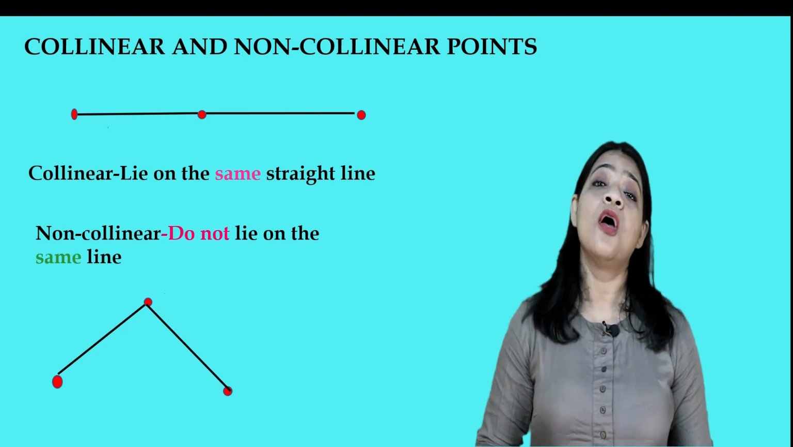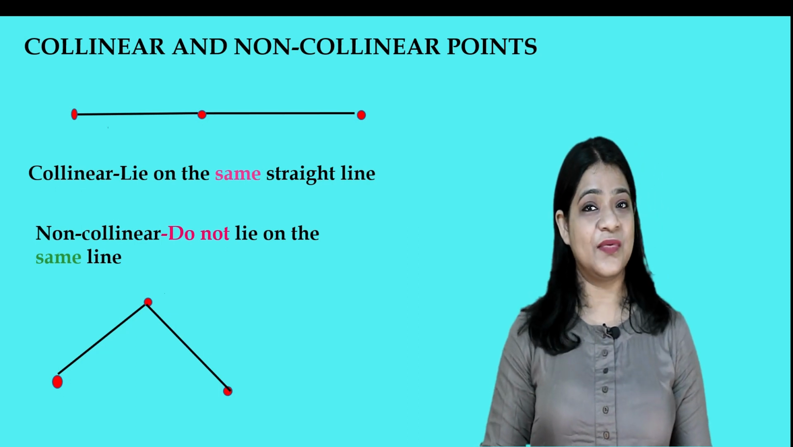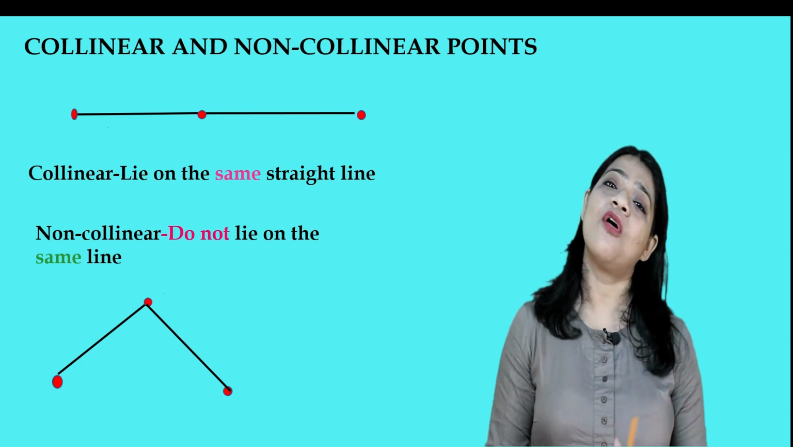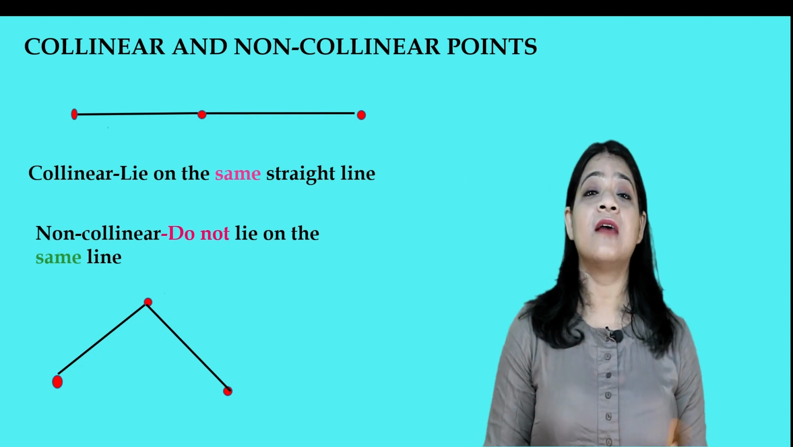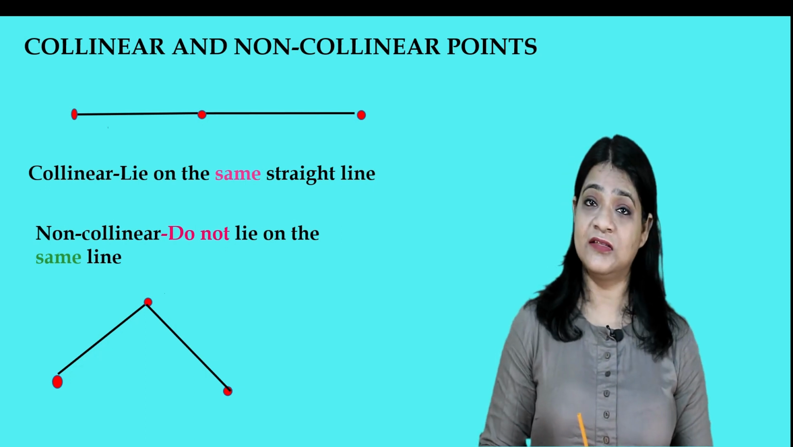On the other hand, non-collinear points are points that are not lying in a straight line or straight plane. Suppose these 3 points are given to you, so they are not lying in a straight plane. So these are non-collinear points.